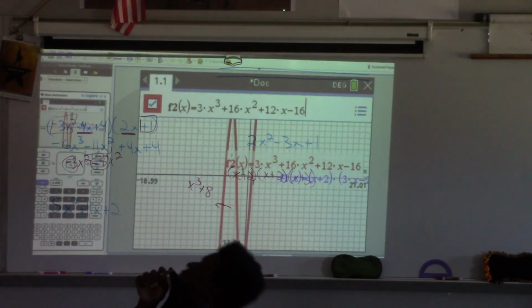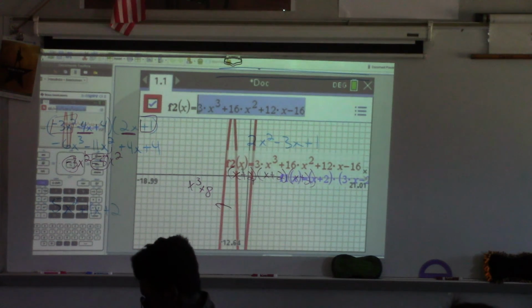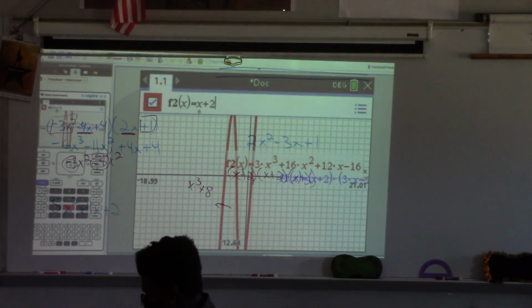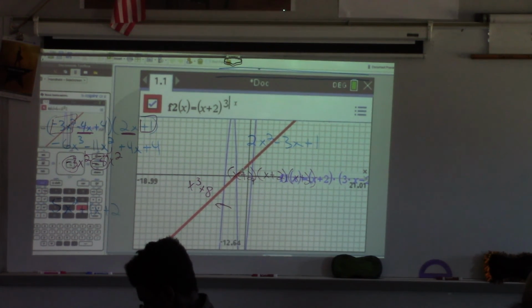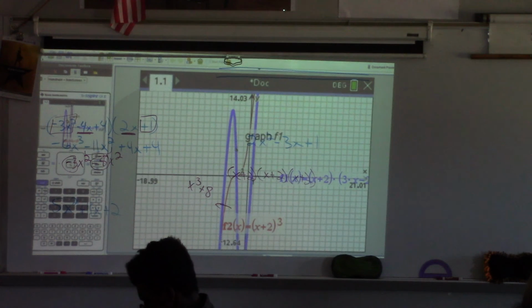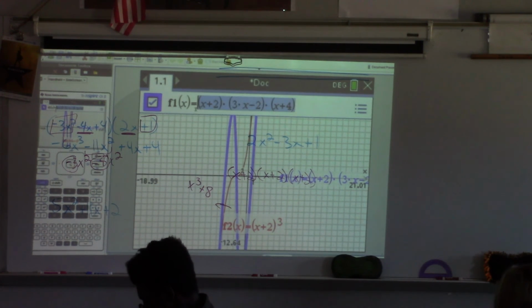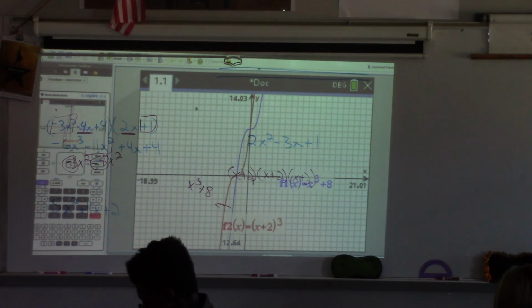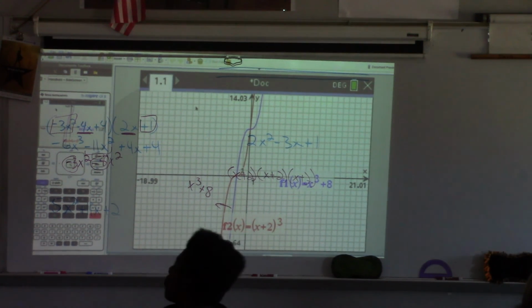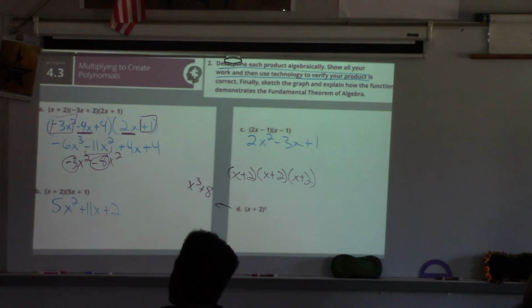So I do want to point this out. We're going to come back to the multiplication in a second. But if I do x plus 2, nope, that's not what I want. I want x plus 2 cubed. Is x plus 2 cubed the same thing as x cubed plus 8? No. So that is why we have to do the x plus 2 times the x plus 2 times the x plus 2. We good with that idea?